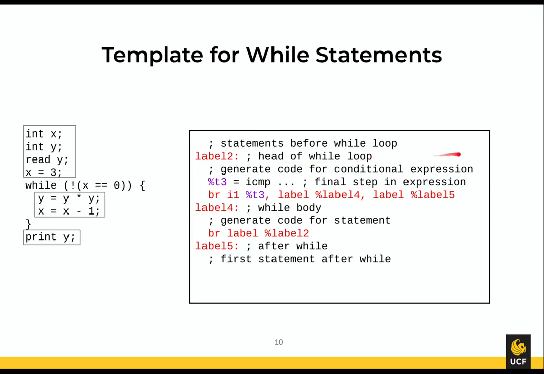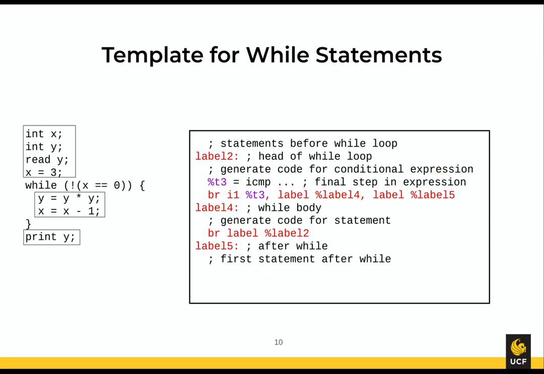like before, just like the if statement, we generate code for the conditional expression. We emit the branch itself. And in this case, it's just an if statement, not an if then else. Just like an if statement, the label goes into the body of the if or the while, and the false branch goes to the first statement after the while. So this section here is basically identical to an if statement.